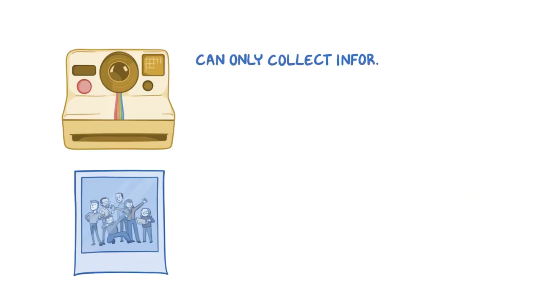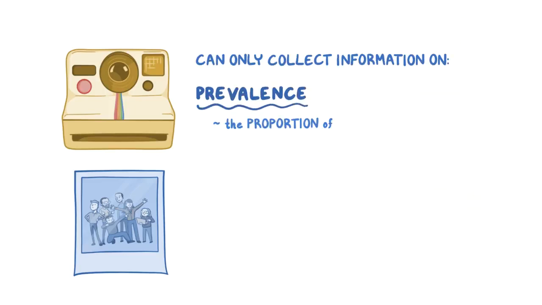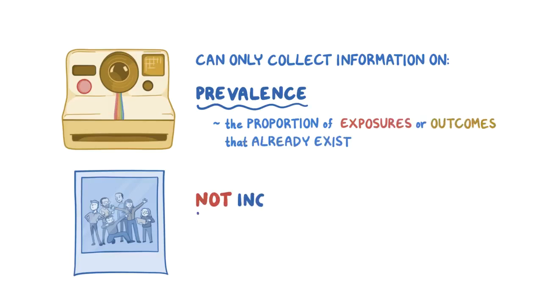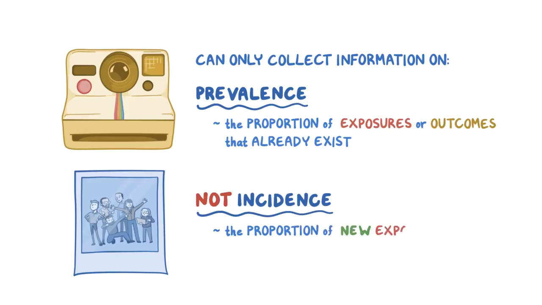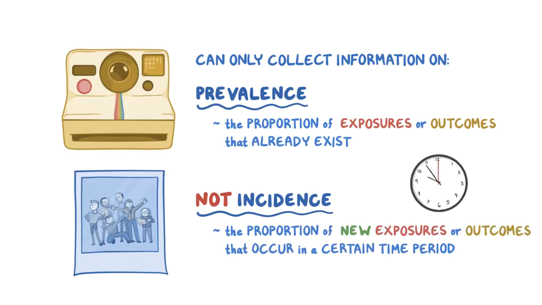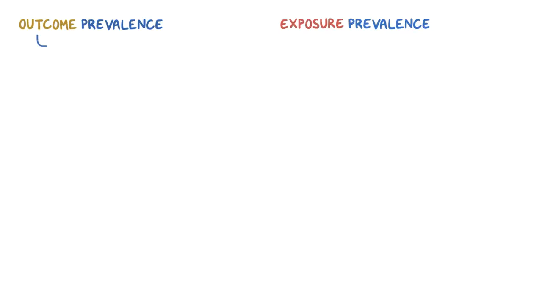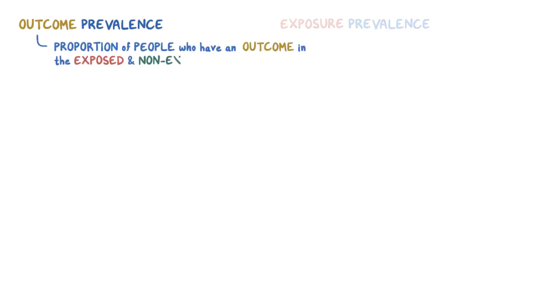So we can collect information on prevalence, the proportion of exposures or outcomes that already exist at a certain time, and not the incidence, the proportion of new exposures or outcomes that occur in a certain time period. In terms of prevalence, there's an outcome prevalence and an exposure prevalence. The outcome prevalence is the proportion of people who have an outcome in the exposed group and the non-exposed group.